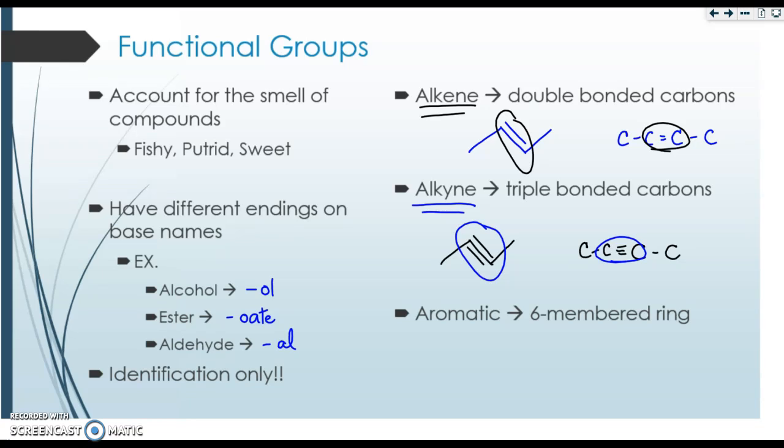Finally, we have things called aromatics, and there are plenty of them. Aromatics have alternating double bonds, but for you guys, it's only going to be a 6-membered ring, and it looks something like this. So it looks like a cyclohexane with double bonds in it. So if you saw this in a structure, you would circle that, the whole ring, and label it aromatic. Let's move on and discuss more functional groups.